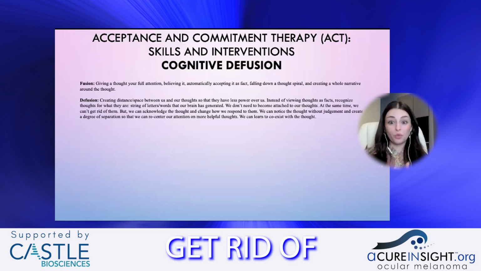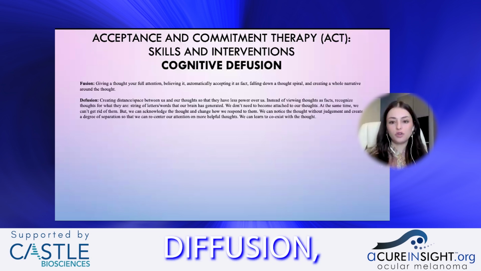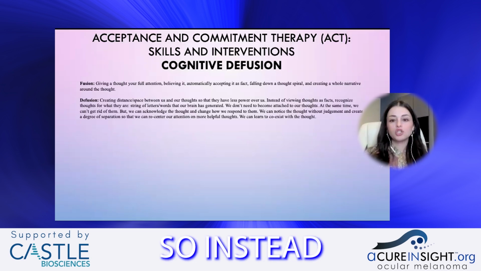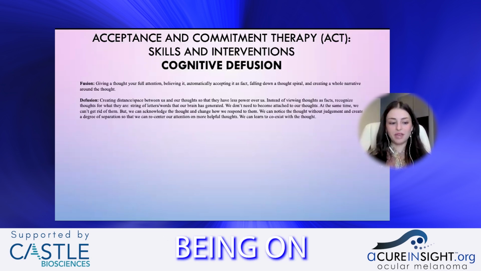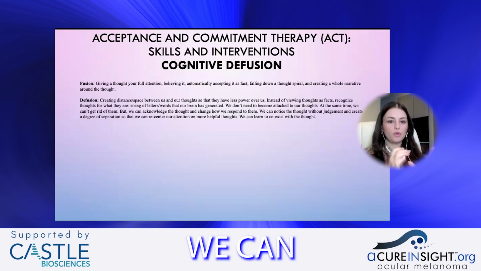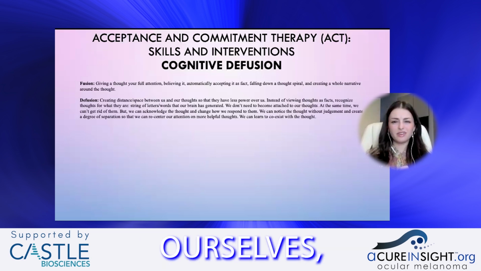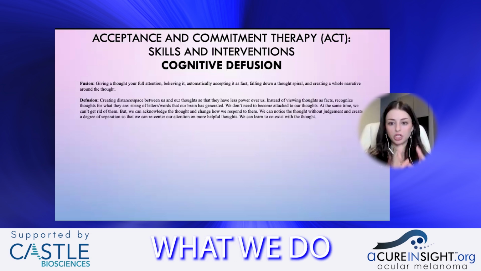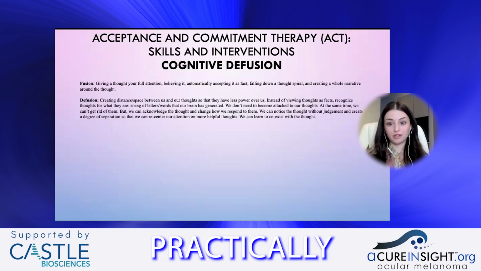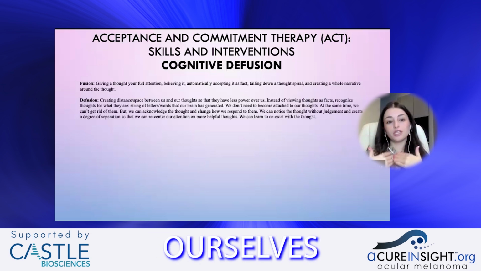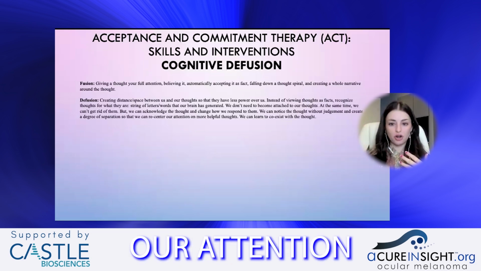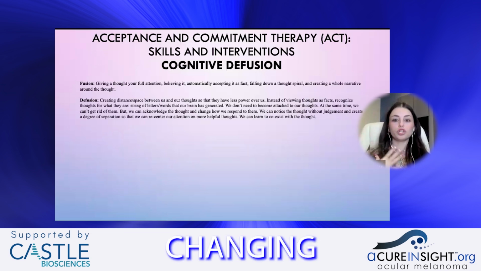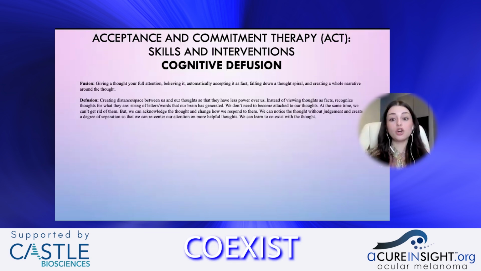But we also know that we can't get rid of our thoughts. So with cognitive diffusion, we change our relationship to our thoughts. We change how we respond to them. So instead of fully buying into them and being on autopilot and taking our thought as fact, we can notice the thought without judgment, ask ourselves, is this thought helpful or is this thought unhelpful? And if it's unhelpful, and I'm going to talk in a minute or two about how we actually practically do this, we create some separation between ourselves and the thought so that we can recenter our attention to the things that are more important to us. So with cognitive diffusion, we're not getting rid of the thought, but we're changing our relationship to it so that we can coexist with it.